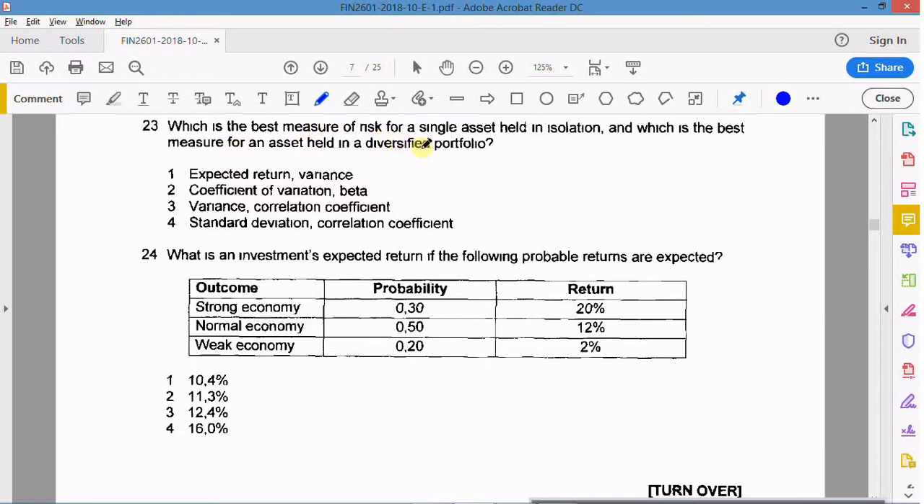Which is the best measure of risk for a single asset held in isolation? And which is the best measure for an asset held in a diversified portfolio? Isolation means we hold that asset on its own. If it's in a diversified portfolio, we have many assets, so you want to use the correlation coefficient. For a single asset, I'd be looking at the standard deviation, because that's the risk. Remember, standard deviation is the measure of risk. Option 4. That's just theory.